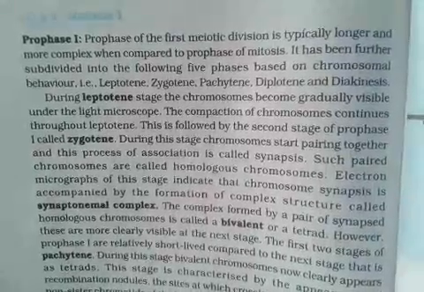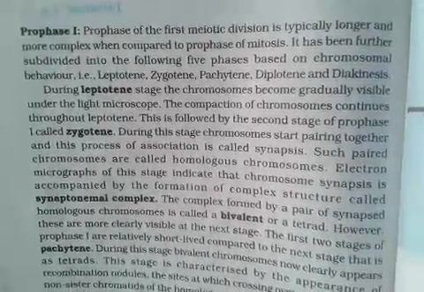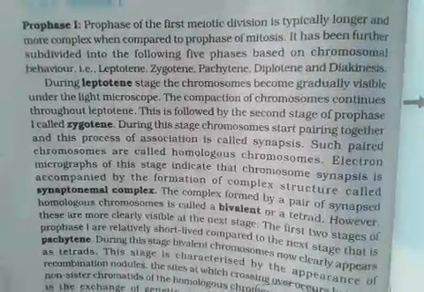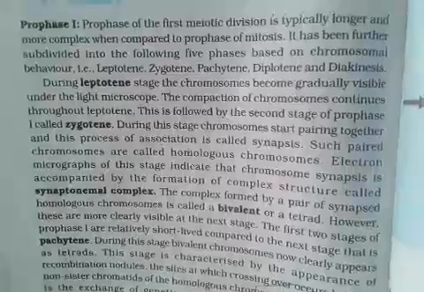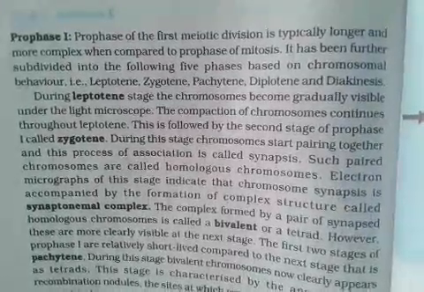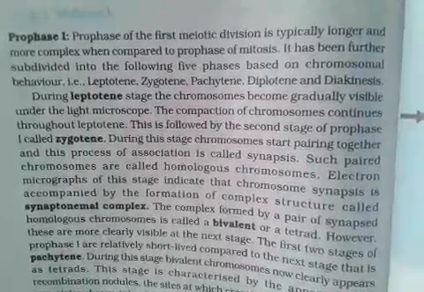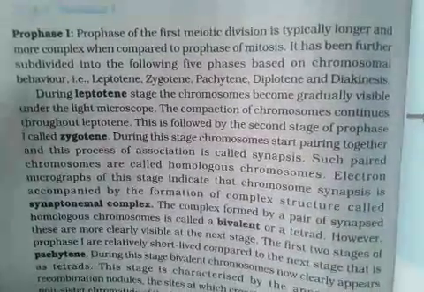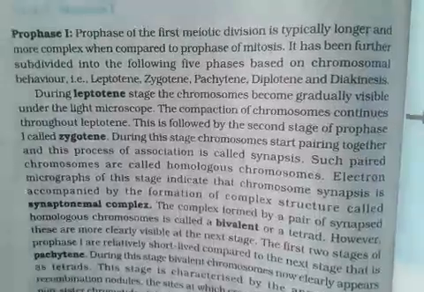As you know, meiosis 1 is a kind of reductional division in which the homologous chromosomes of a pair get separated. Due to the separation of those homologous chromosomes, the chromosome number gets reduced to half. So the first phase of meiosis 1 is prophase 1.